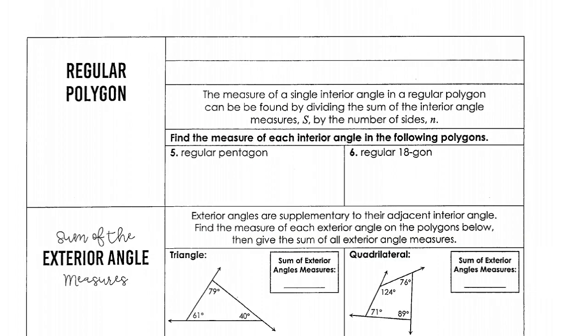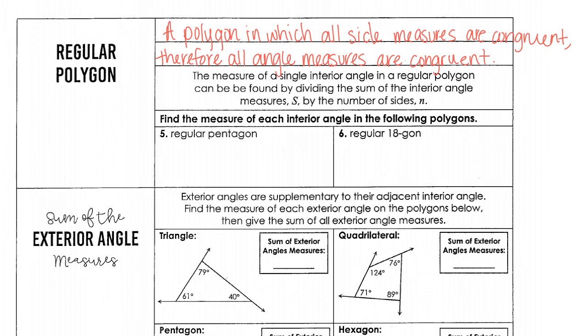All right, a regular polygon is a polygon in which all side measures are congruent. Therefore, all angle measures are congruent. So what that pretty much is saying is that you're going to have a polygon where all the sides are the same length and all the angles have the same measure.